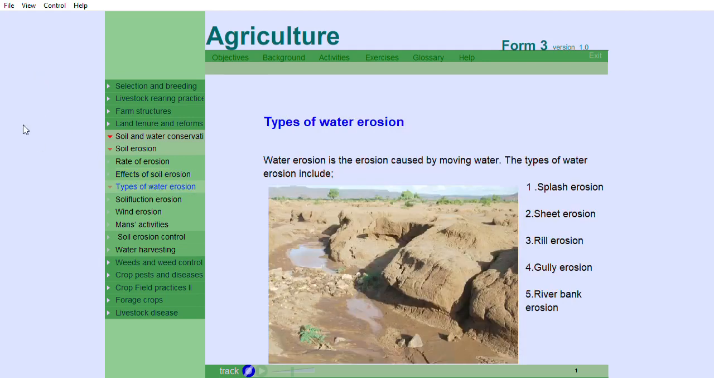Types of water erosion. Water erosion is the erosion caused by moving water. The types of water erosion include splash erosion, sheet erosion, rill erosion, gully erosion, and riverbank erosion.